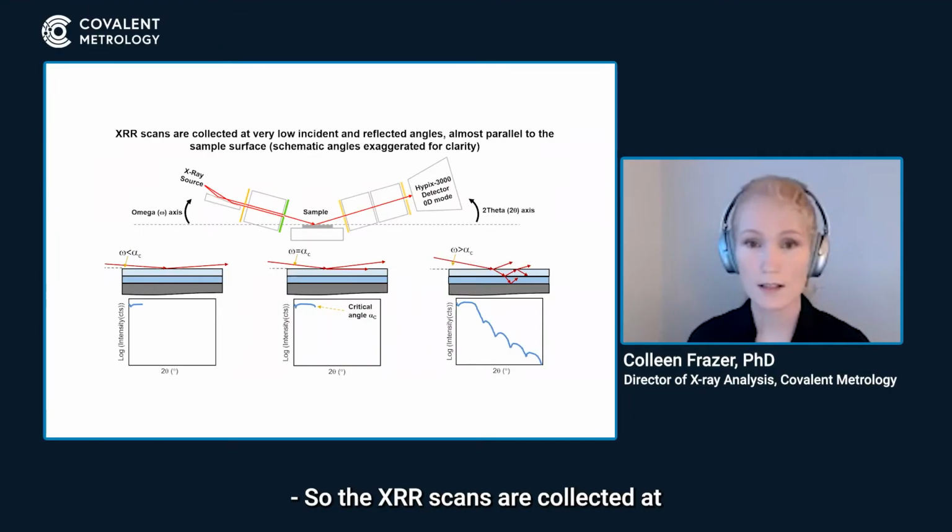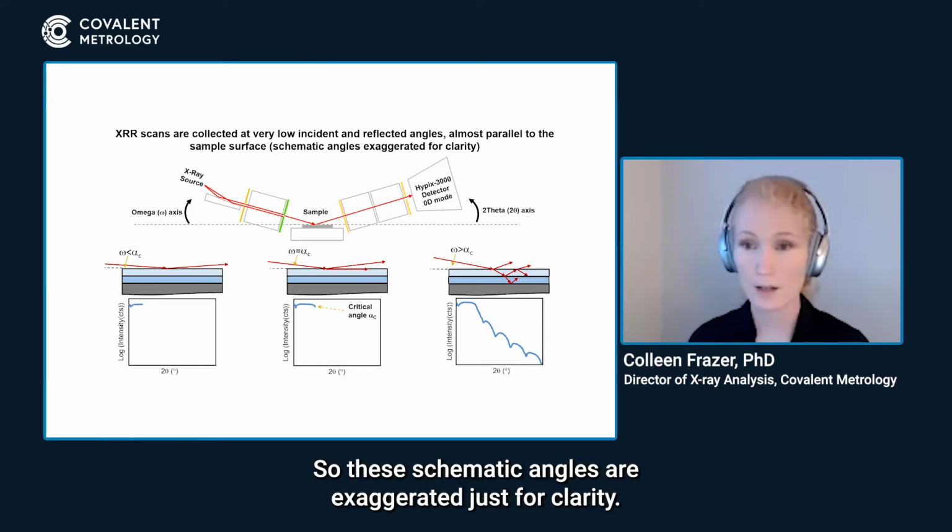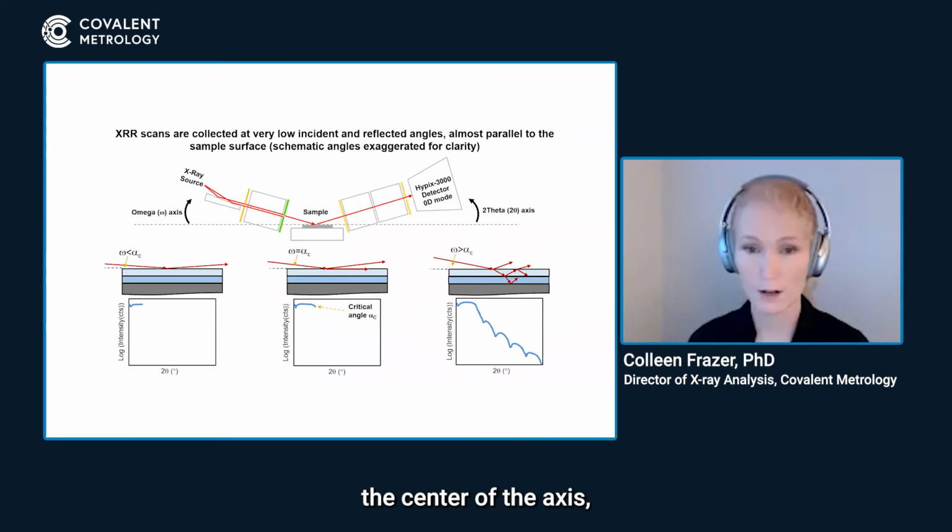So the XRR scans are collected at very low incident and reflected angles. They're almost parallel to the sample surface, but that's hard to draw, so these schematic angles are exaggerated just for clarity. So again, we have the center of the axis.